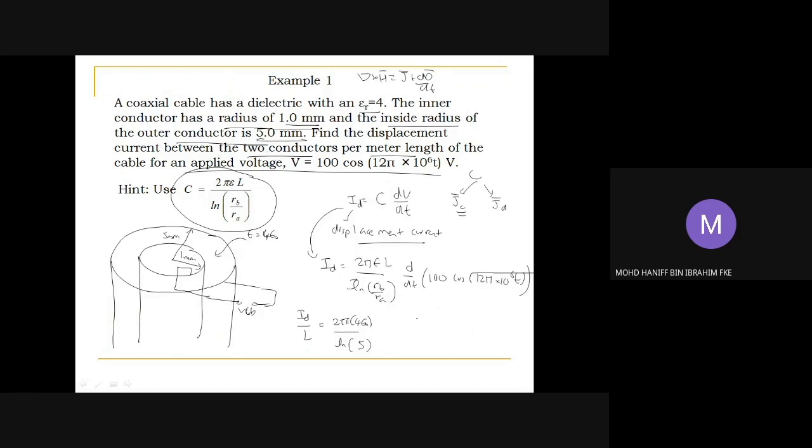So we have ln of 5, and d over dt of 100 cos of 12 pi times 10 power of 6 t. We're going to have 12 pi times 10 power of 6, and then that should be multiplied with the negative 100 sine of 12 pi times 10 power of 6 t. Yeah, so that should be your displacement current per meter length, which is in ampere per meter unit.